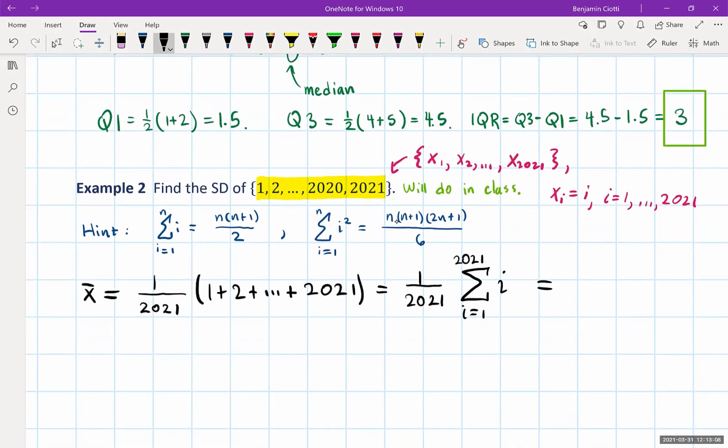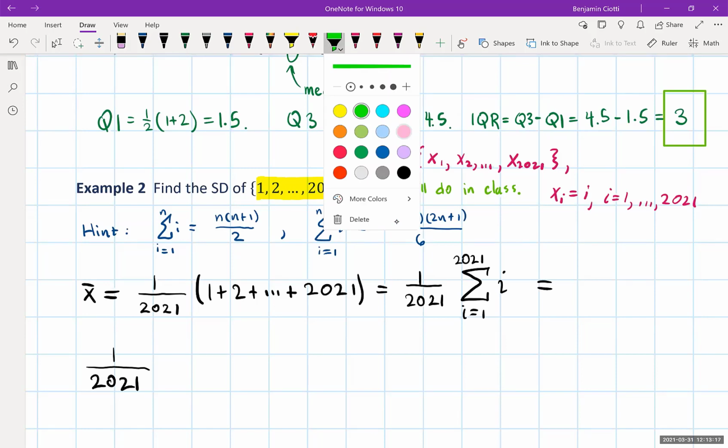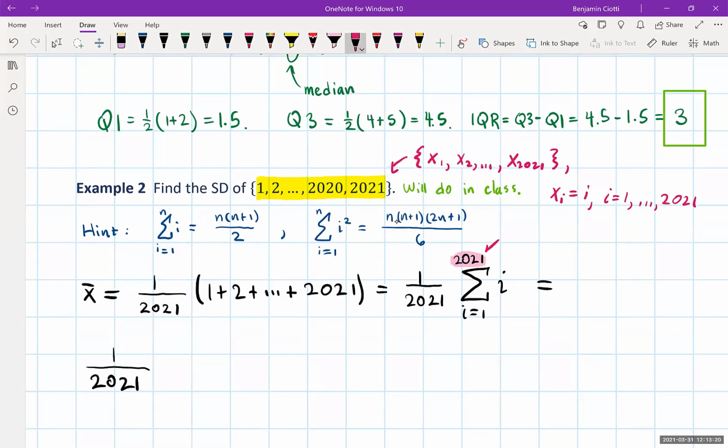So according to that formula, we're going to get n times n plus 1 over 2, where this is your n. So I'll get 2021 times 2022 over 2. Cancel. And what is that? 1,011. The number right in the middle. Okay, good. I think that was our guess, right?